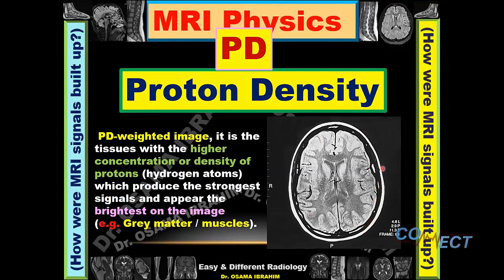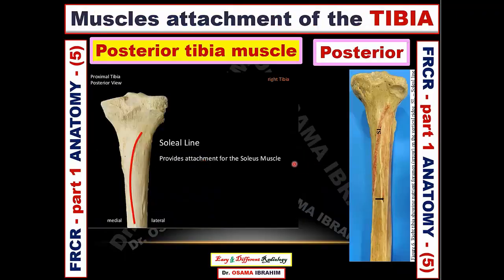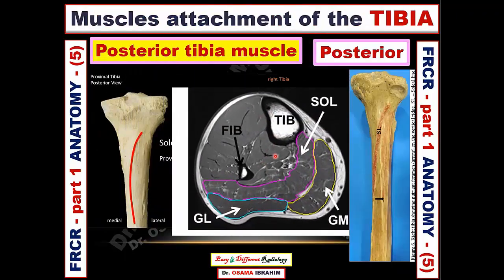So if we look at this image, this is the proton density weighted image. Why? Because the gray matter has a high concentration of protons and appears bright. However, in this axial T1 weighted image, the subcutaneous fat appears bright and the marrow fat in the tibia and the fibula appears bright. Also, the cortex appears as dark signal or signal void. So this is the tibia and this is the fibula, and this is the anterior and this is the posterior.